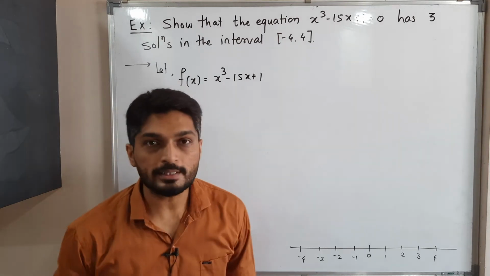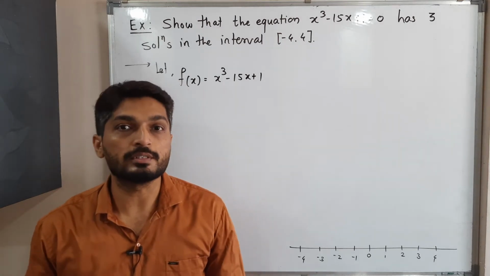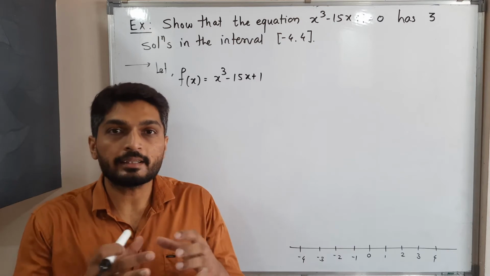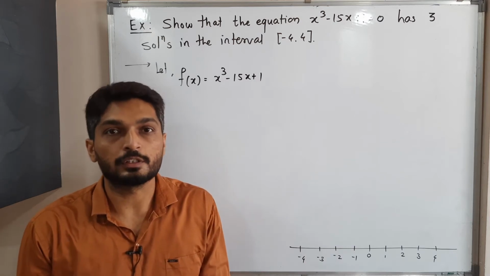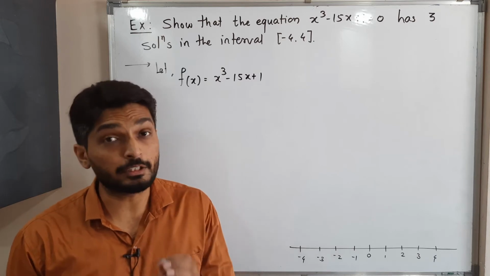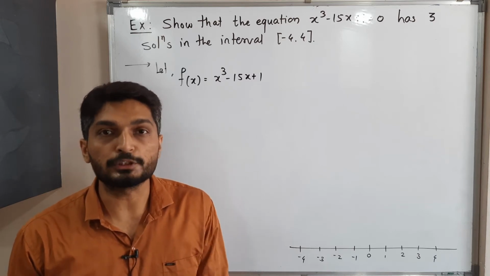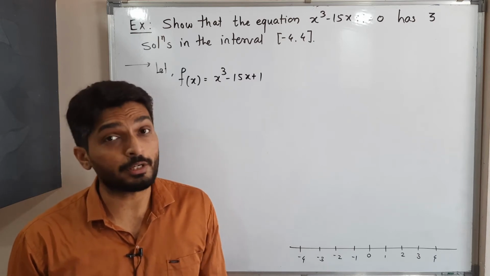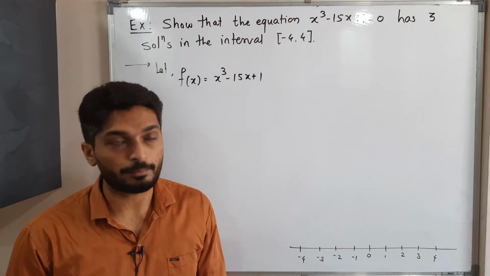To solve this example we are going to use Bolzano's theorem. But that theorem has a specific condition. If that condition is satisfied, then only we can apply Bolzano's theorem. That condition is that the function must be continuous. So let us check whether the given function is continuous or not.